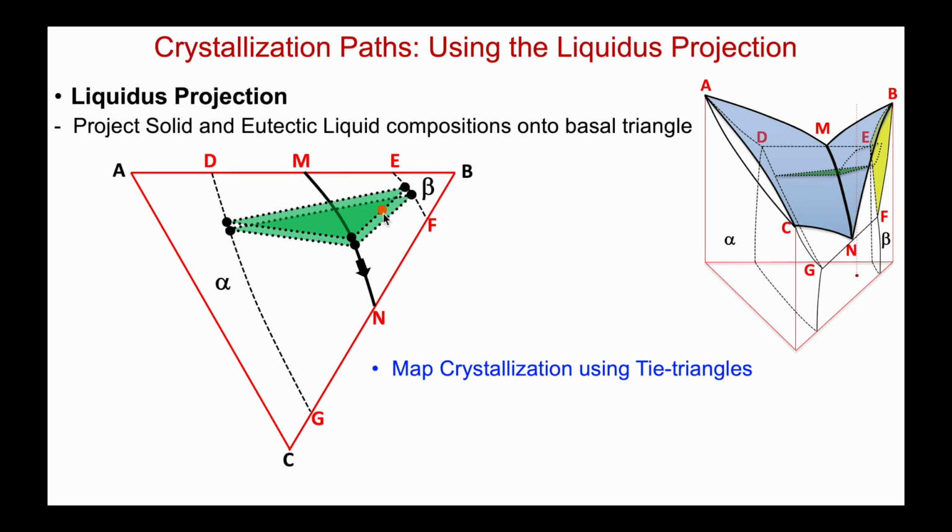Three phases coexist, and they will keep coexisting until the tie triangle has moved to its final position along the alpha-beta tie line. There is no liquid left, and the crystallization is complete.